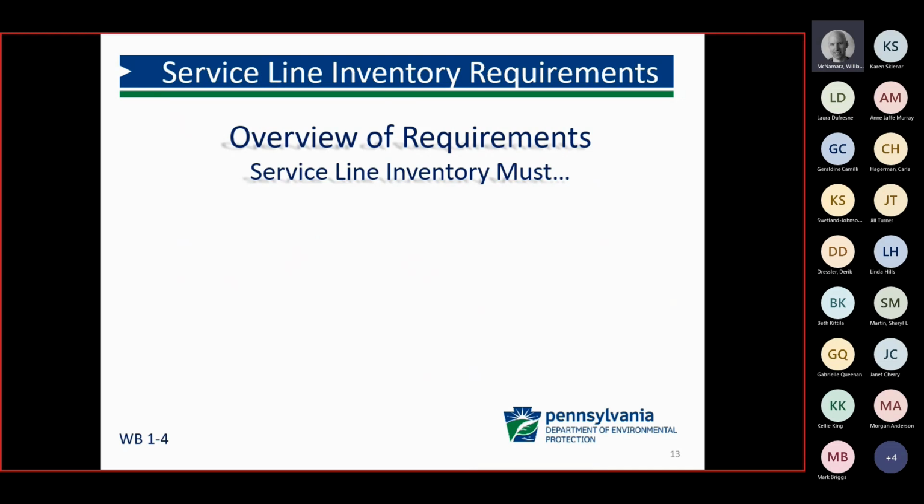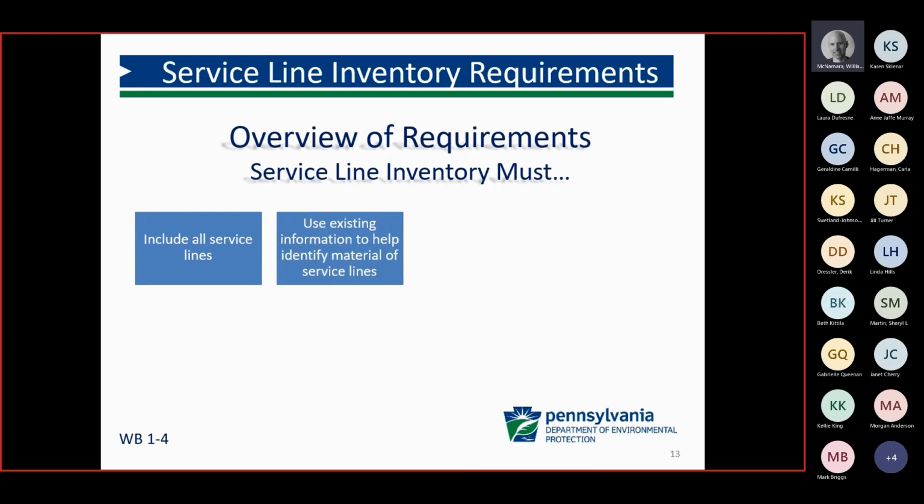Okay, so what do the service line inventories need to include? They must include all service lines connected to the public water system. They have to use existing information to help identify the material of the service line. So that's our records review, which we'll get into more detail.